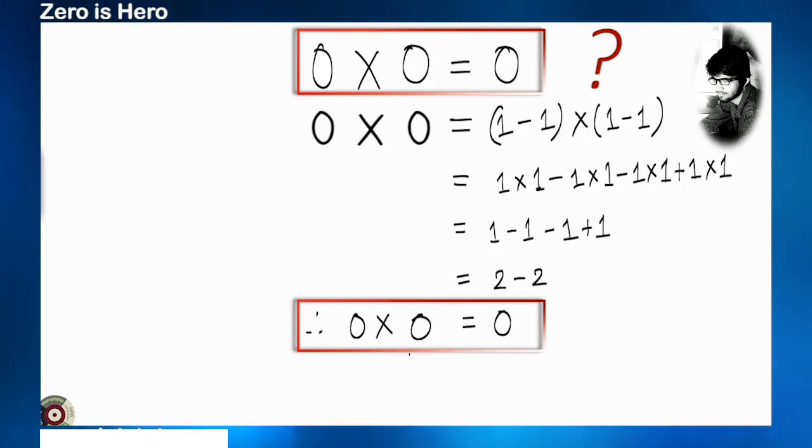And we can again write this as 0 is equal to 0 square. So one more thing we can conclude is that square root of 0 is again 0.